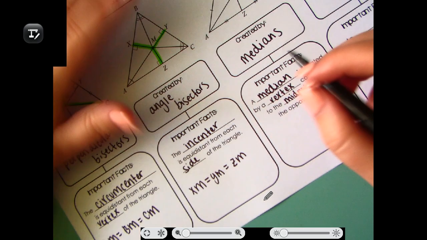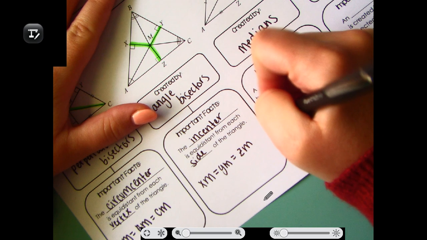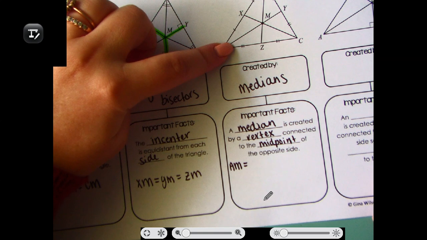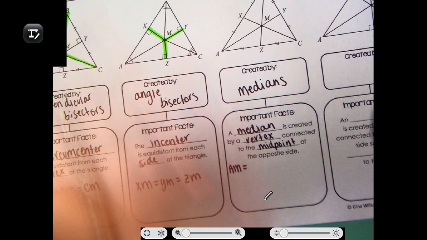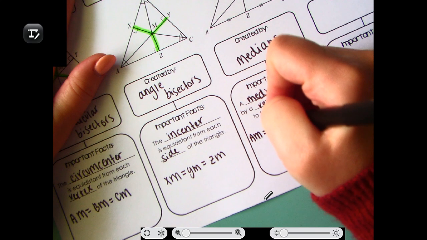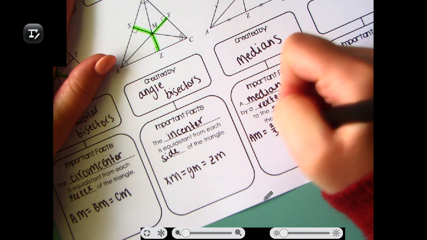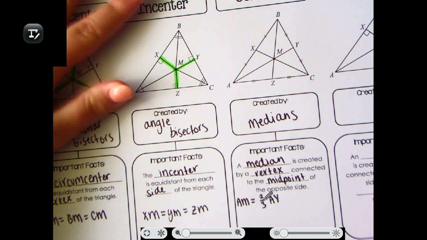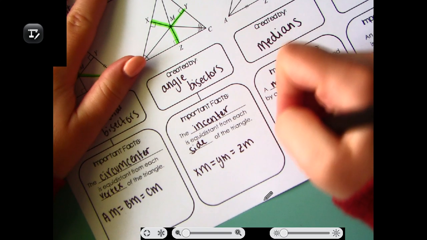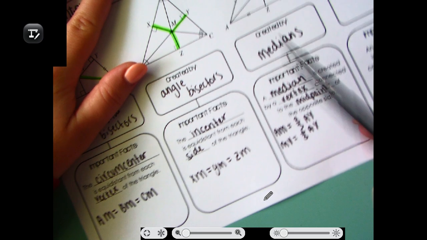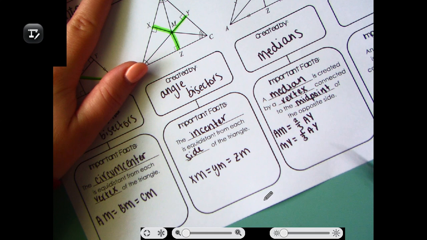And then the median is the one that had the special relationship. Remember, this one had a lot. The longer part, remember, is 2/3 of the whole segment. So I'm going to write that here. So AM, this part here, is 2/3 of the entire segment, AY. So this longer part is 2/3 of the whole median. This was all from our last notes, but just to have it all in one spot, I'm going to write all of those facts down. Then the shorter part is 1/3 of the whole thing.